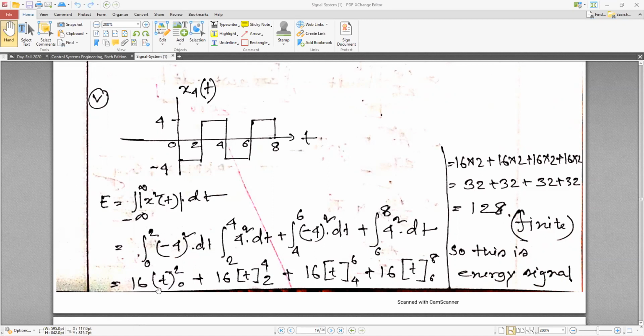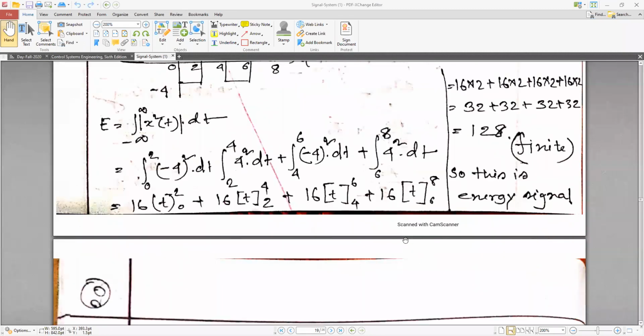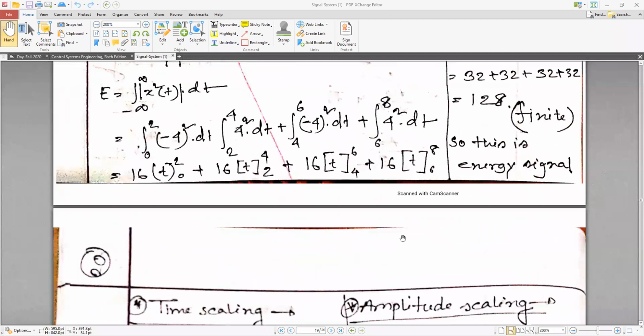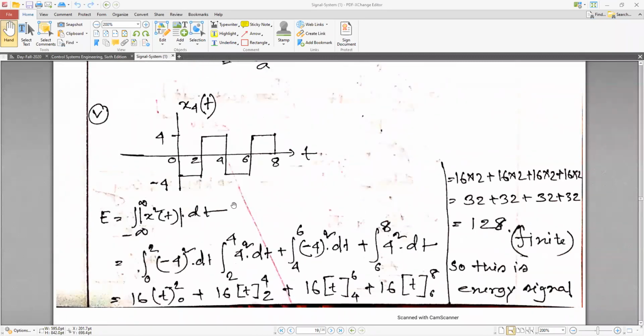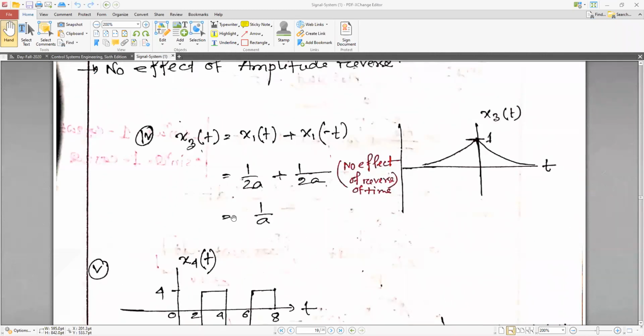Okay. Now 0 to 2, 16 t squared, integration of dt is t. Okay, like this, do the calculation and we will get the value. That is definitely a finite value. So this is an energy signal, because this value becomes finite. So for this kind of signal you can do the calculation like this.